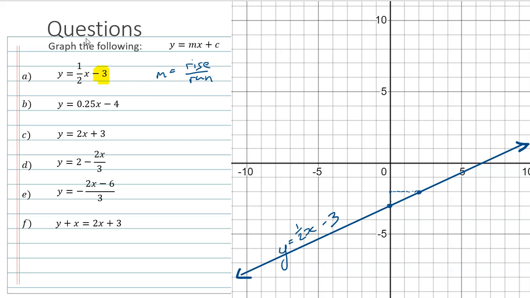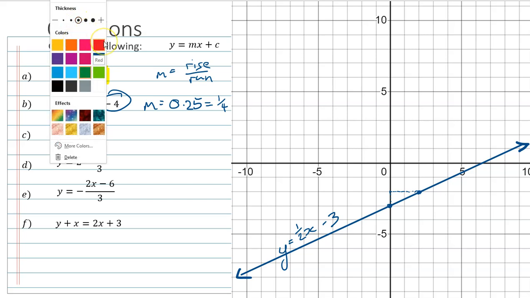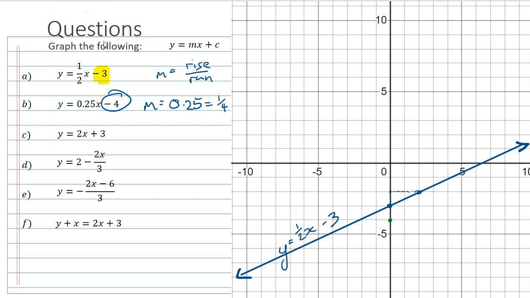So again, this one is going to intersect at -4, and it's going to have a gradient of 0.25. So m equals 0.25. Rewriting that as a fraction, it's 1/4. So going down to -4, we'll use a green pen in this instance. And we'll go -4, and then we'll go across 1. Sorry, we'll go up 1, and then we'll go across 4. 1, 2, 3, 4. There we go. Across 4, up 1, bringing the ruler back.